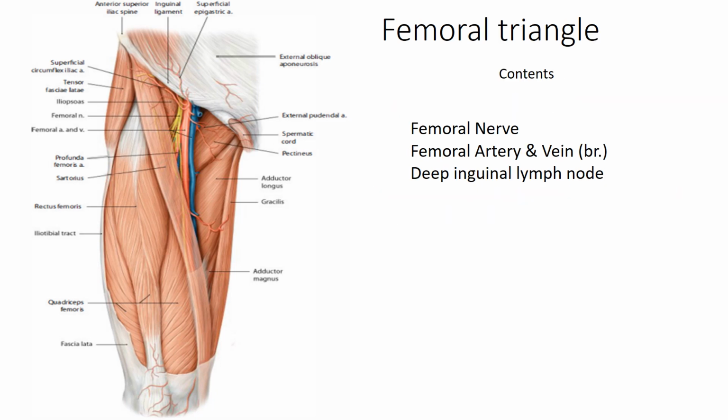Now the contents of the triangle are these neurovascular structures, which from the pelvis become dedicated to the inferior extremity, to the lower limb. So these are the femoral neurovascular structures. From lateral to medial, they are the femoral nerve, femoral artery and its branches, femoral vein and its tributaries, and the deep inguinal group of lymph nodes, some of them.